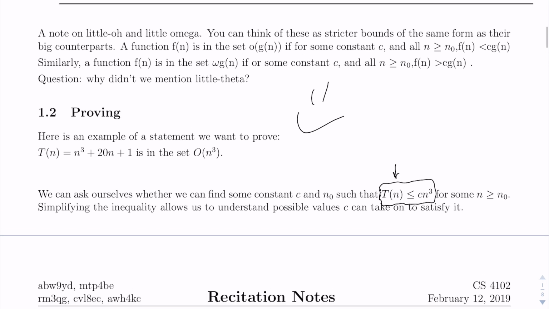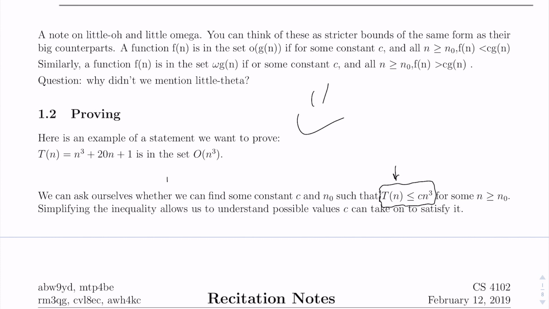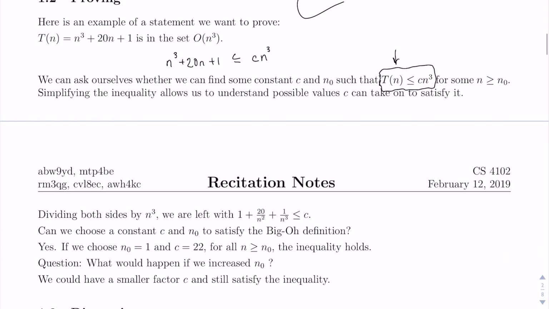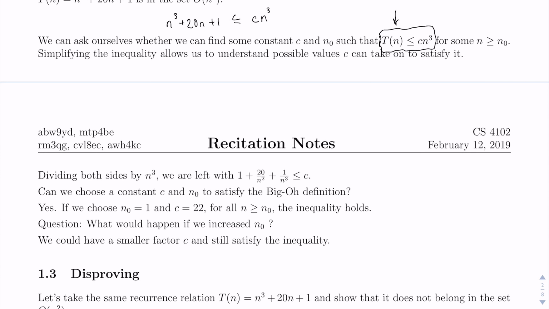So when we do that, we have n cubed plus 20n plus 1. It's going to be less than or equal to c n cubed. And we can simplify this inequality by dividing by n cubed, and that is going to leave us here. So this is where we want to kind of interpret this inequality and think about whether or not we can assign values for c and n naught such that it will hold true for all n greater than n naught.